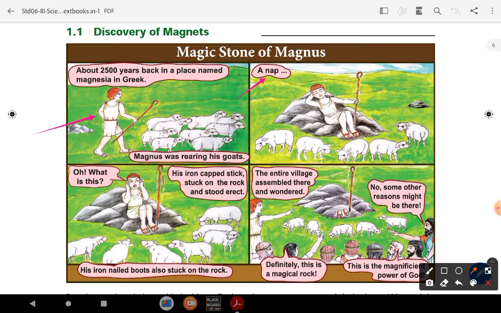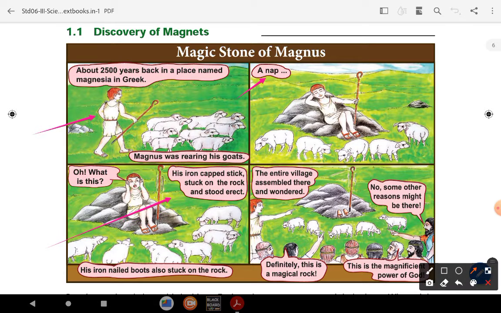Then he wakes up. Oh, what is this? It is surprising. While sleeping, his hand moved away. Before that the hand was holding it, and then as he was sleeping the hand moved. But what happened? See, this staff is standing straight, as if something is holding it. His iron capped stick stuck on the rock and stood erect.